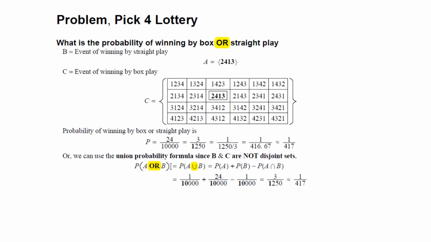We can also use the formula of probability for the union of these two events, which is equal to the probability of the first one plus the second event minus their intersection. So what is the probability of straight play? It's 1 out of 10,000. Probability of box play, 24 over 10,000 minus the probability of their intersection. We have one mutual element, so minus 1 over 10,000, and that's going to give us also 1 over 417.